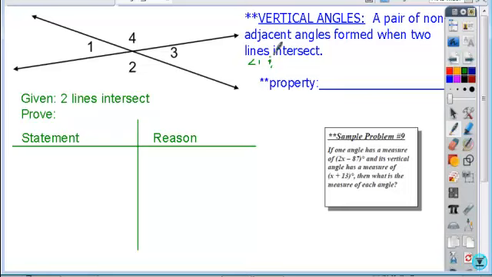the vertical angle pair with angle 1 is the only angle that's not adjacent to it. So 2 and 4 are adjacent to it, so the only angle not adjacent is 3. And then for angle 2, the non-adjacent angle with angle 2 is angle 4. So there's only these two pairs of vertical angles when you look at intersecting lines.